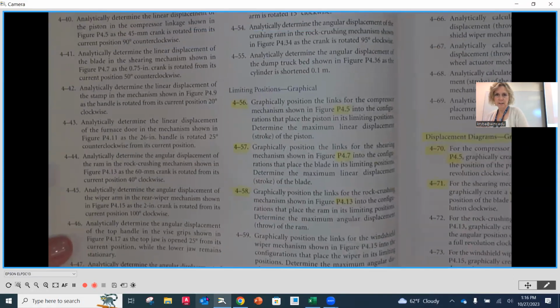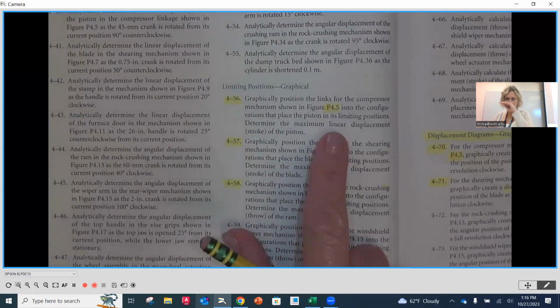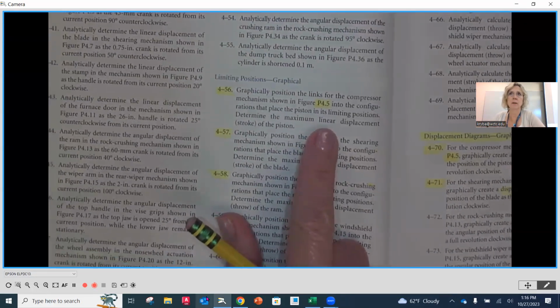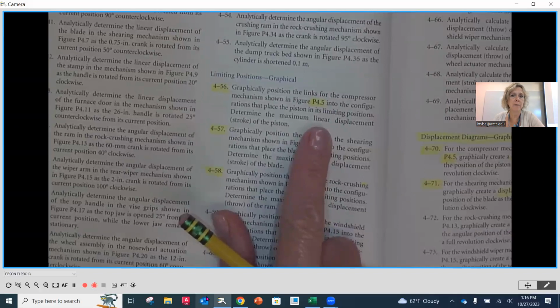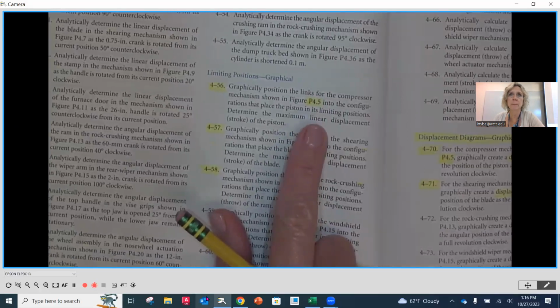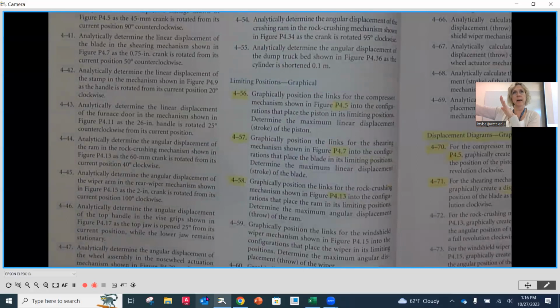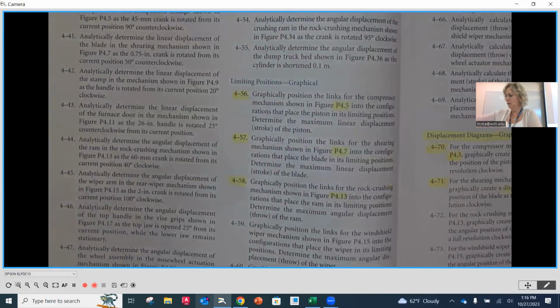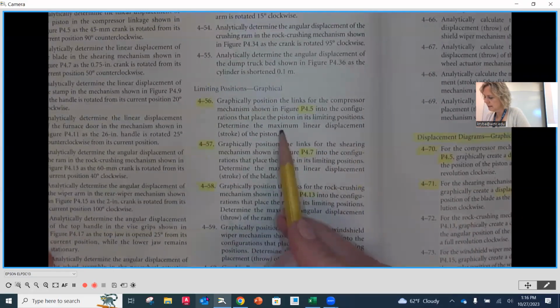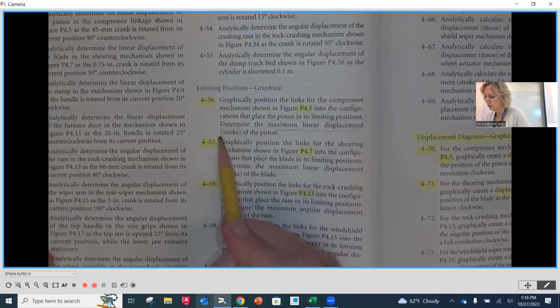On page 106, you're now going to go back to the inline piston arrangement from problem 5. And you're now going to find the limiting position. What is its furthest point out and what's its closest point out? And then you are going to determine its maximum linear displacement or the stroke of that piston.